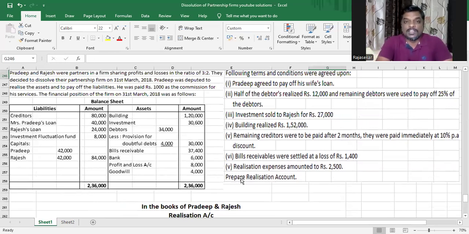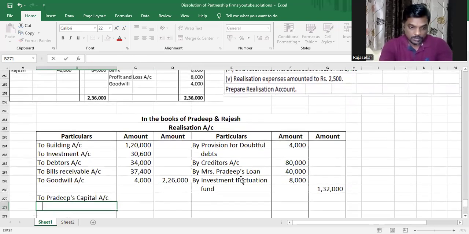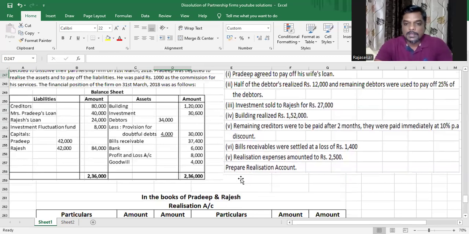Pradeep agreed to pay off his wife's loan. So Pradeep's wife's loan is a third-party liability. When a partner takes over a third-party liability, the journal entry is very simple. Realization account debit to partner's capital account. So to Pradeep's capital account, Mrs. Pradeep's loan. Just for future reference, I'm writing that. And Pradeep agreed to pay that off. So that is 40,000. We've written it on the debit side.